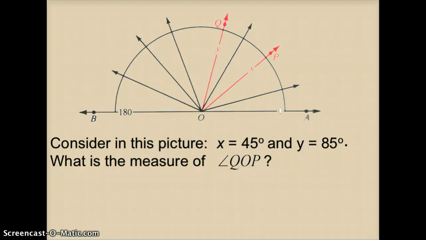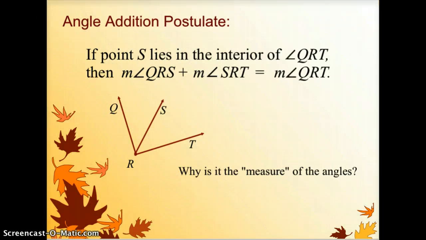Consider in this picture that ray X makes a 45-degree angle, and that ray Y makes an 85-degree angle. What's the measure of angle QOP? Pause. If you got the measure is 40 degrees, you're correct.